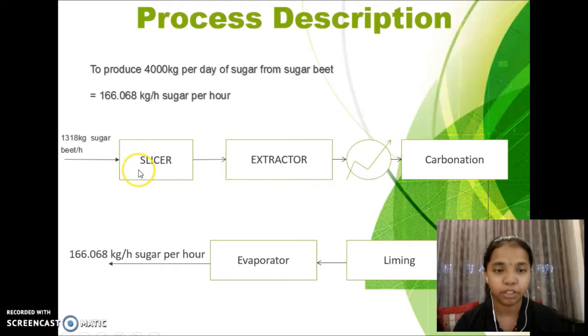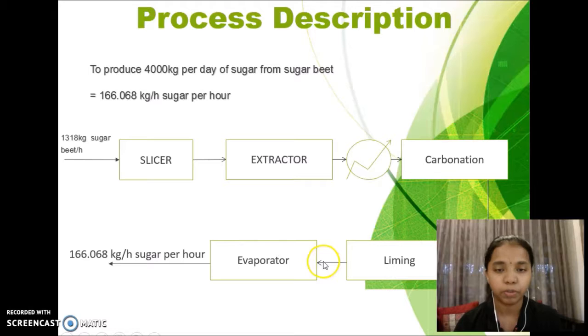Firstly, the sugar beet flows through the slicer, where it is cut into thin and long slices called cossettes. Then the cossettes proceed to the extractor, which extracts as much juice as possible from them, forming a more liquid solution. The solution then proceeds to the heater, where it is heated. After heating, it proceeds to the clarifier, which consists of two stages, carbonation and liming.